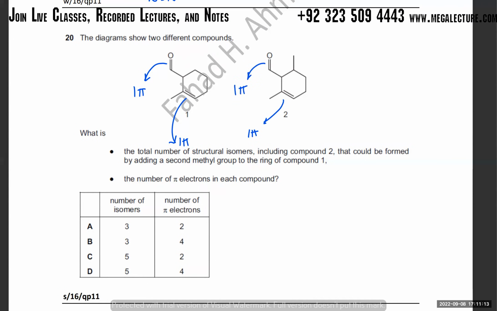That's the number of pi electrons in each compound. So यहाँ पे it's a total of 4 electrons. 2 electrons being shared, 2 electrons being shared. So that's a total of 4 pi electrons. So 4 electrons in each compound involved in pi bonding.